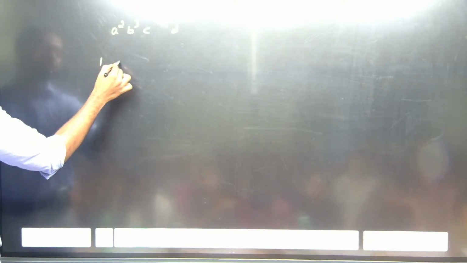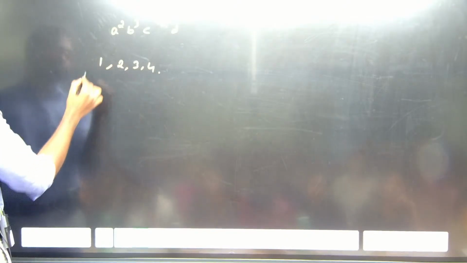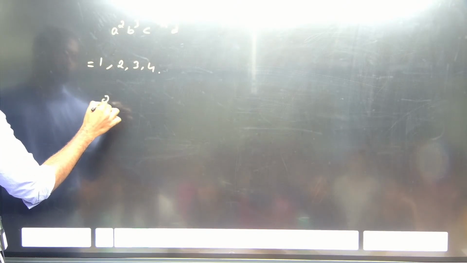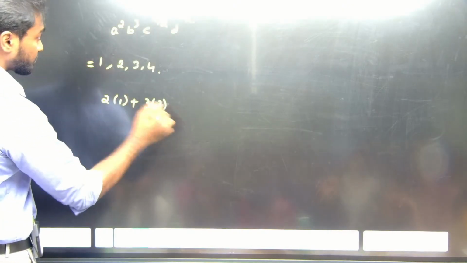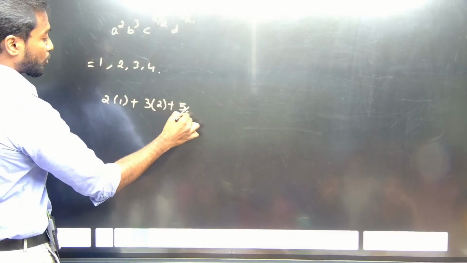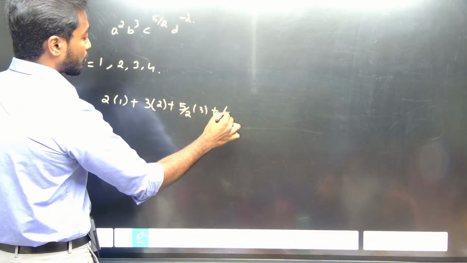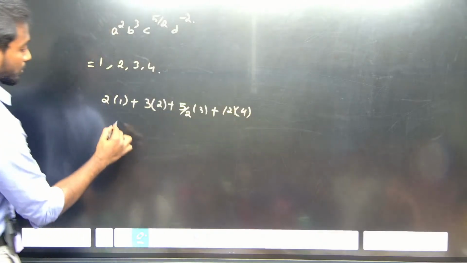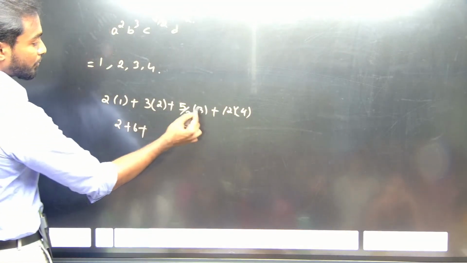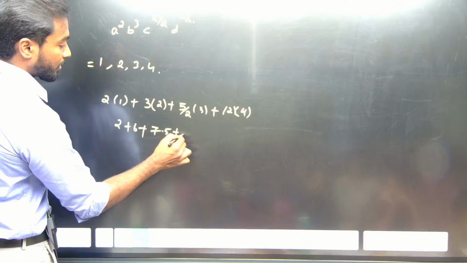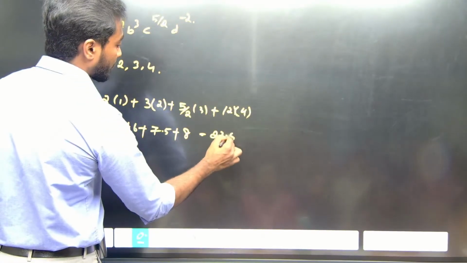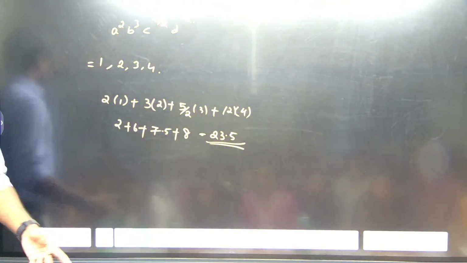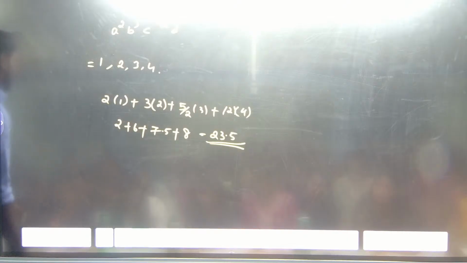So 1, 2, 3, 4 we have taken. So 2 into 1 plus 3 into 2 plus 5 by 2 into 3 plus 2 into 4. 2 plus 6 plus 15 by 2, which is 7.5, plus 8: 15, 21, 23, 23.5 is the answer according to the question which I have given. Okay, that's the answer, 23.5.